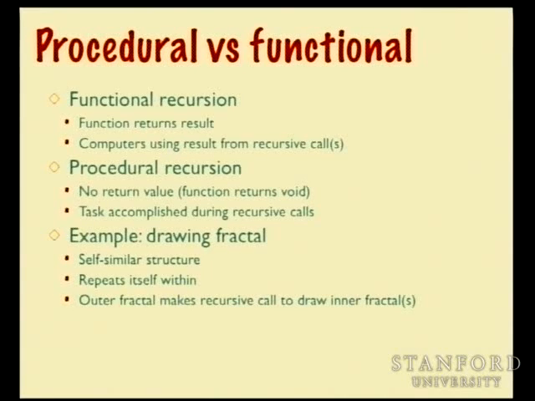In a procedural recursion, we have functions that don't return anything. So there's not an answer being computed as a result of that, but there are recursive calls. So there's a procedure here that calls itself, eventually bottoming out at some base case. And as a result of all that recursion being done, something happens.